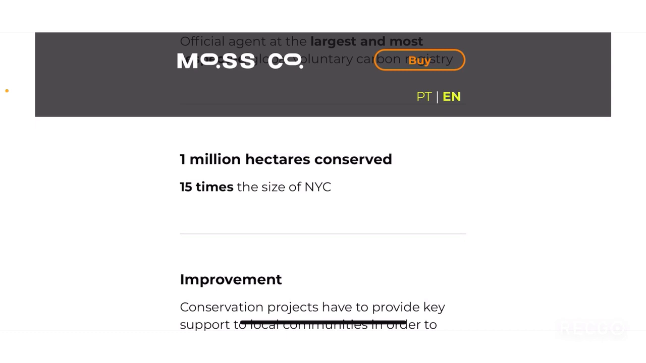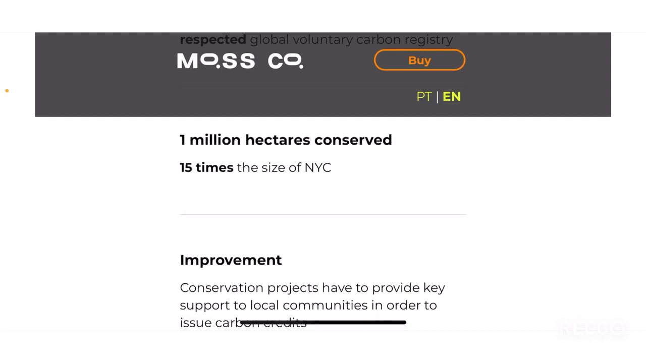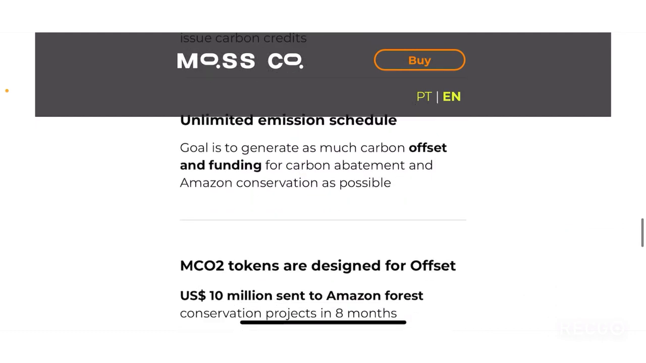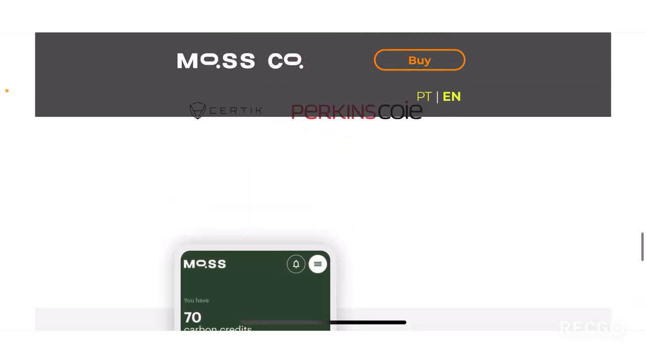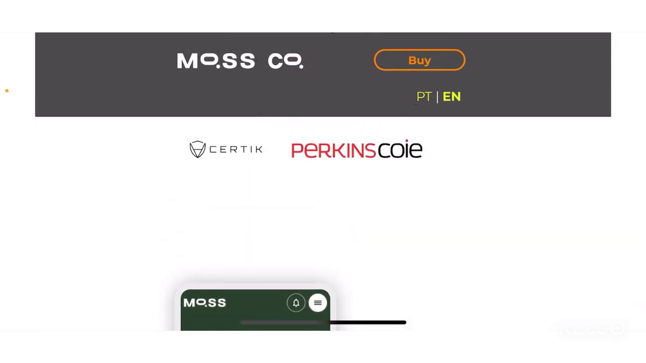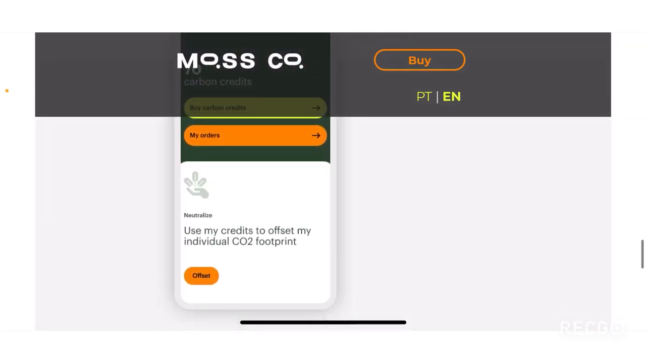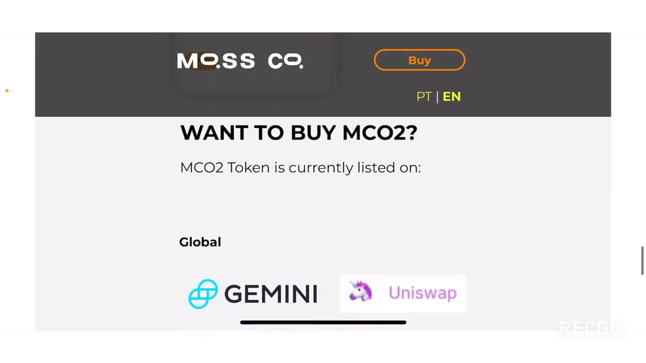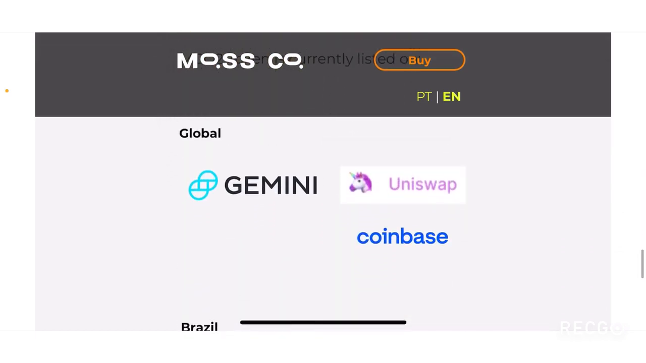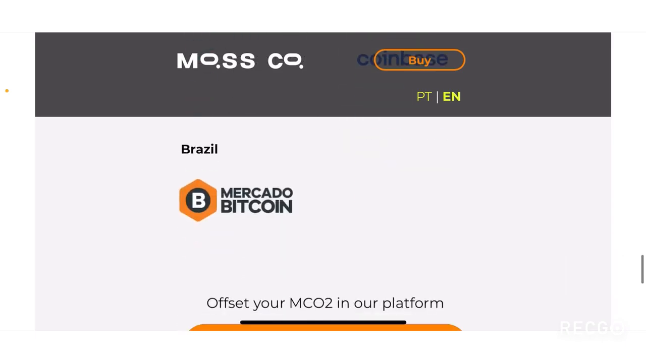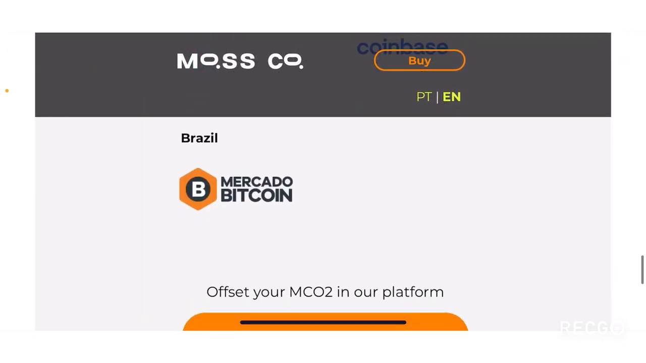So 1 million hectares conserved, 15 times the size of New York City. This is something that they pride themselves on, and they have other information as well. And if you see, they're audited by Certik and Perkins Coie. And here is one of their images of their platform on their mobile phone app. If you want to buy this token, you can buy it from Gemini, Uniswap, and Coinbase. And I believe a Binance listing is also coming pretty soon. You can also buy this token from Mercado Bitcoin in Brazil, right?